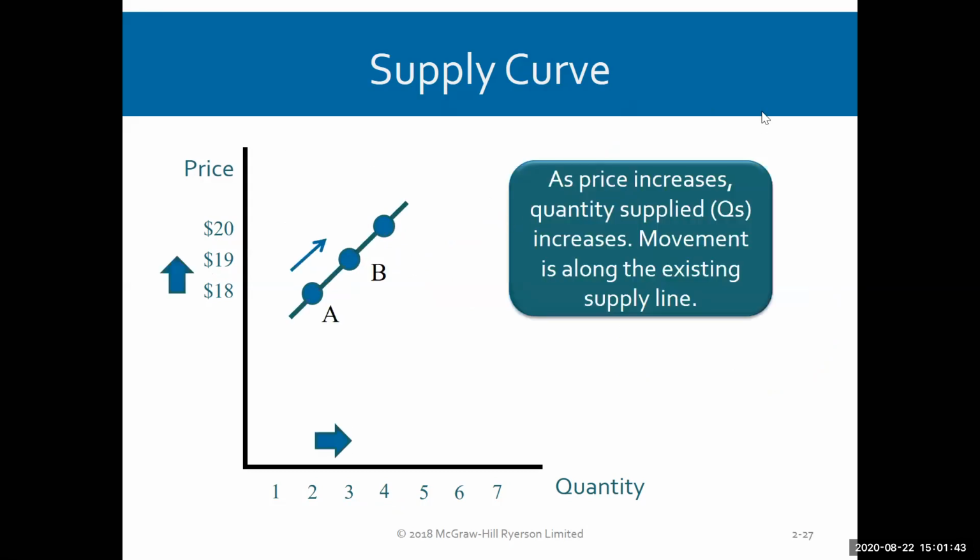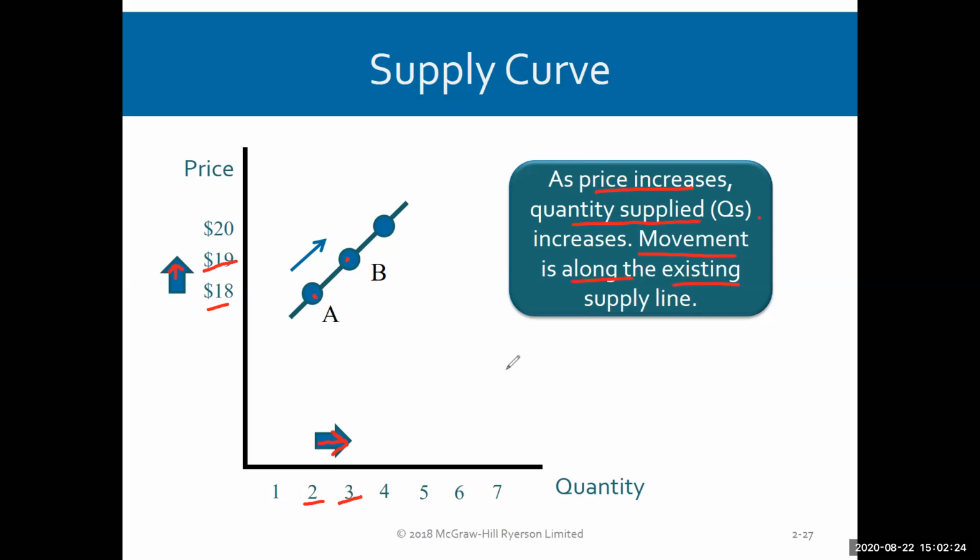So we're going to do the same thing we did with demand, and that's change the price and see what happens. So you might already know, but let's start at point A, where the quantity was 2 and the price was 18. So what we're going to do is move the price to 19, and we see we get up to point B where quantity is 3. So quantity supplied went up as the price increased. As price increases, quantity supplied increases. That's a movement along the existing supply curve.